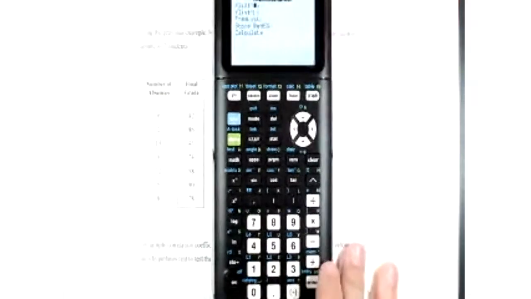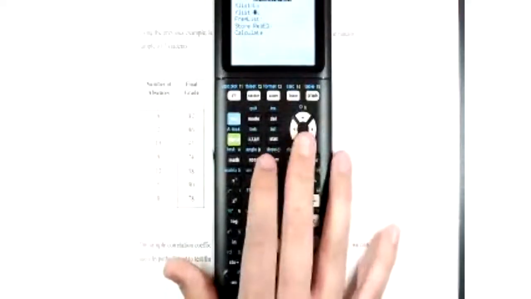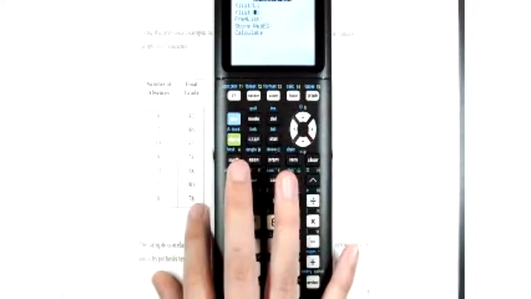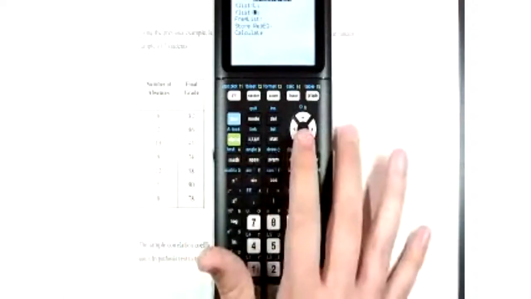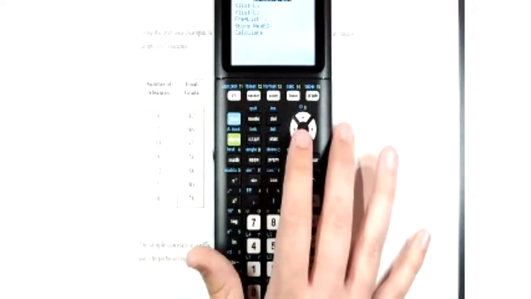So that's just linear regression with a plus bx is the form, where a is going to be the y-intercept and b will be the slope. So tap that, and then it'll ask what's going to be the x list. In this case, x is going to be the number of absences, so that's L1. And then where is the y list? The y list is going to be our final grades, and that's L2. And frequency list, don't worry about that.